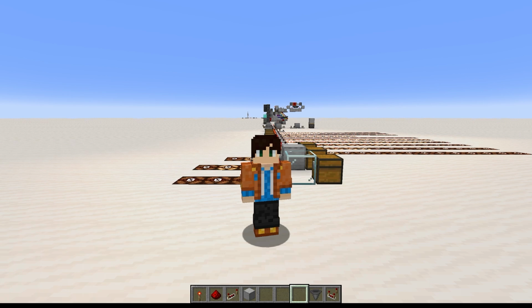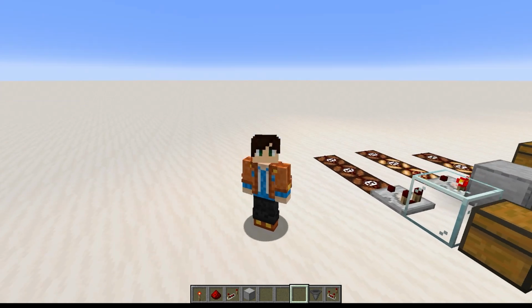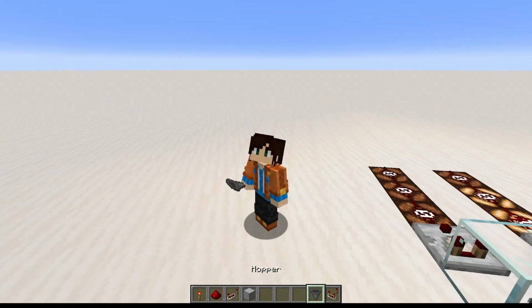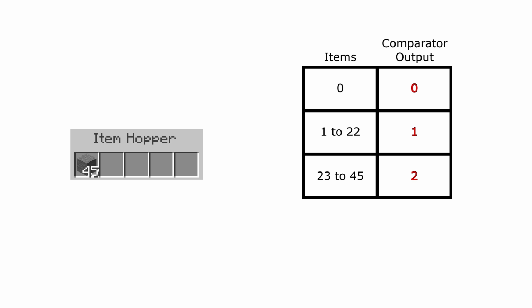Okay, now that I have all that out of the way, I know a lot of you in the comments are raring to go with item filters, so let's talk specifically about measuring hoppers, since they are the most important container when it comes to item filters/item sorters. For a hopper's 5 slots, 0 items gives a comparator output of 0. 1 to 22 items gives an output of 1, 23 to 45 items gives an output of 2, and 46 to 68 items gives an output of 3. These are the only values that matter for an item sorter, by the way. Again, no need to memorize these. I'll have the table on screen when needed.